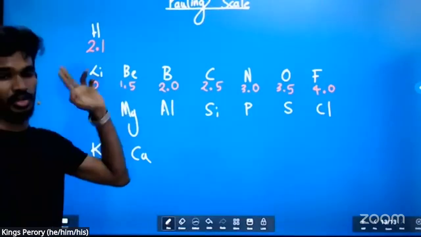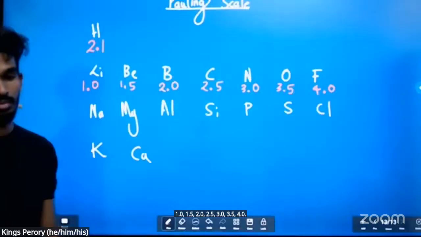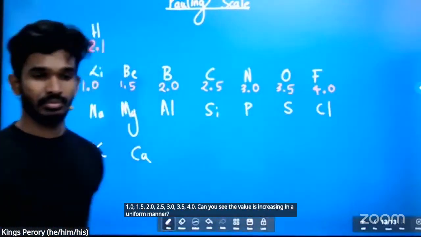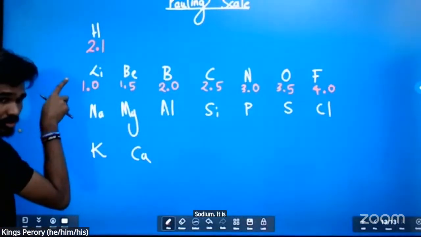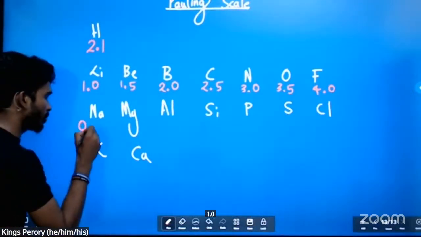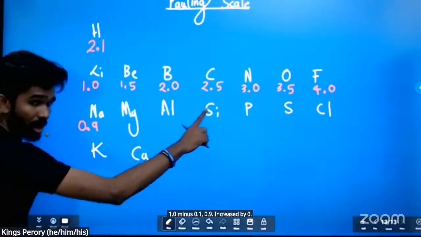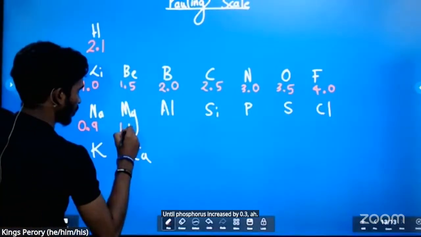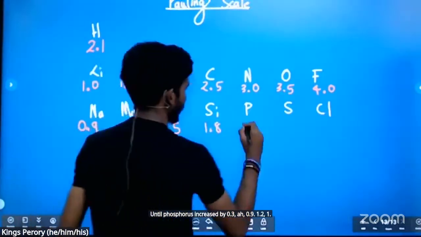1.0, 1.5, 2.0, 2.5, 3.0, 3.5, 4.0. Can you see the value is increasing in a uniform manner? Sodium. This is 1.0, no? Reduce 0.1. 1.0 minus 0.1, 0.9. Increase by 0.3 until phosphorus. Increase by 0.3. 0.9, 1.2, 1.5, 1.8, 2.1.